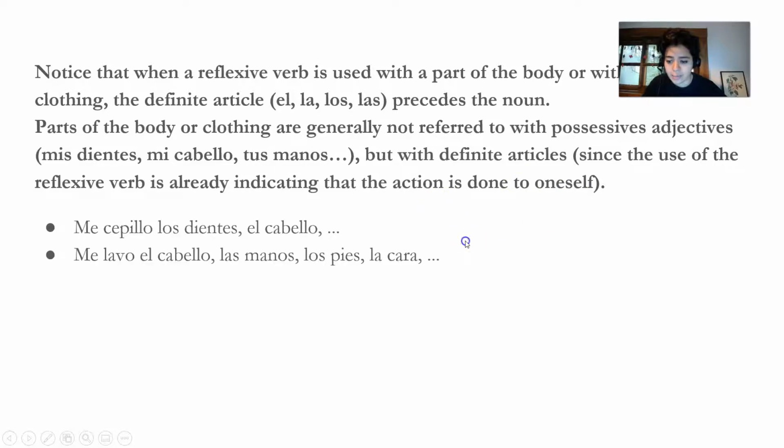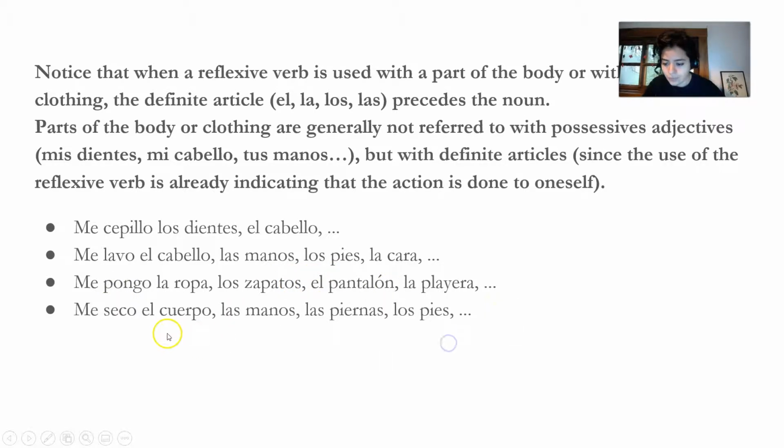So I have here some examples. Me cepillo los dientes, me cepillo el cabello, me lavo el cabello, me lavo las manos, me lavo los pies, me lavo la cara. Me pongo la ropa, me pongo los zapatos, me pongo el pantalón, la playera. Me seco el cuerpo, las manos, las piernas, los pies. So as you can see, these are reflexive verbs. Cepillarse, lavarse, ponerse, secarse, which are indicating that the action is done to oneself. So you don't need to use possessive adjectives.